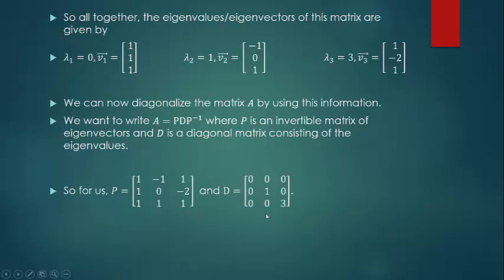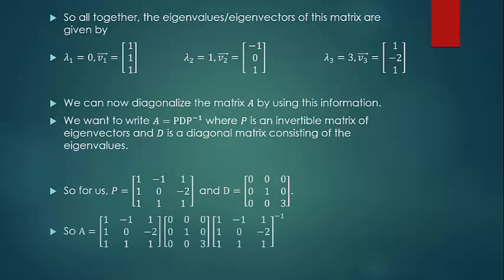Now, one thing to note, because I explicitly put this eigenvector first, that means that I need to put its associated eigenvalue first. So if I put a 3 here and a 0 here, that would not be correct. I need to make sure that my eigenvalues and my eigenvectors are in the same order. That means that I can diagonalize A. I can say that A is equal to the matrix P times the matrix D times the matrix P inverse.